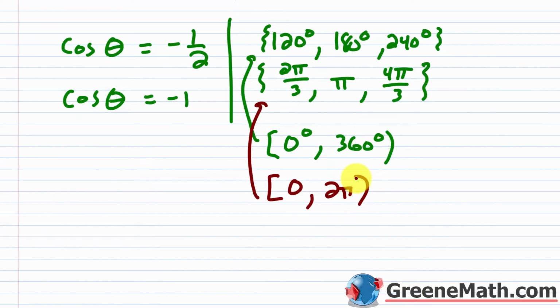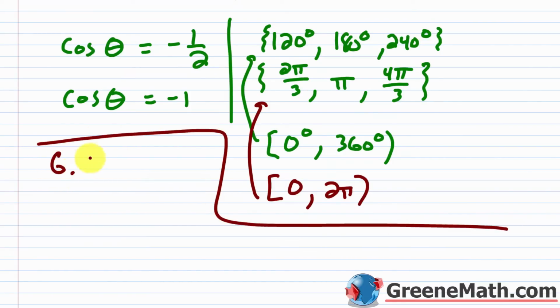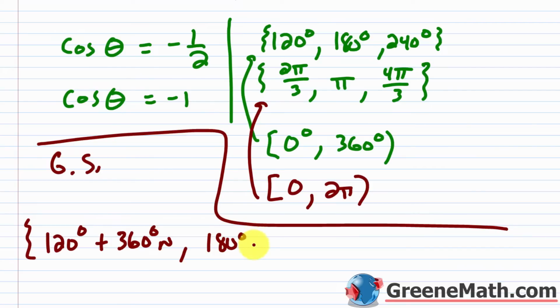If you're asked to get a general solution, remember, these guys are going to repeat, right? So with the sine or cosine, if you're working with one of those, the period, okay, is going to be 360 degrees or 2 pi in terms of radians. So just take this. If you wanted a general solution, so let's put general solution here. You would take these guys, so I'm going to say 120 degrees plus 360 degrees times n, where n is just any integer. You're just going to take all of them. So then 180 degrees plus 360 degrees times n. And then lastly, 240 degrees plus 360 degrees times n. Okay, let me close the set braces.